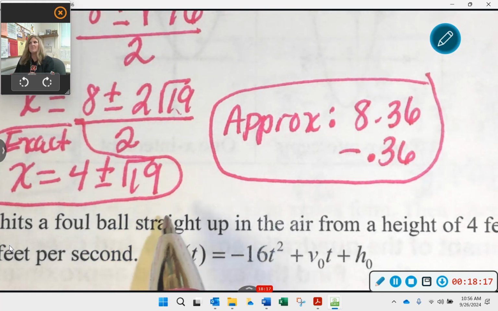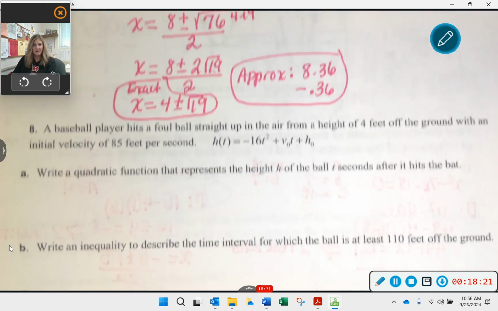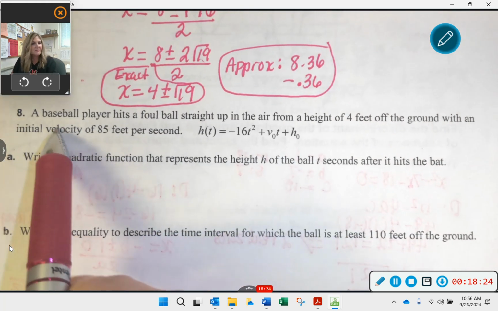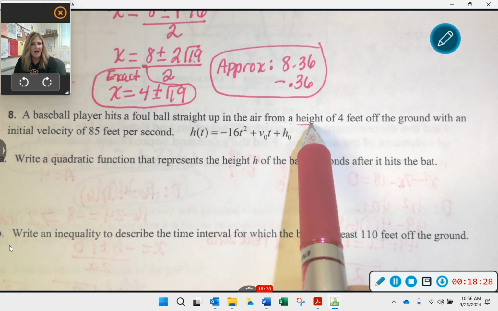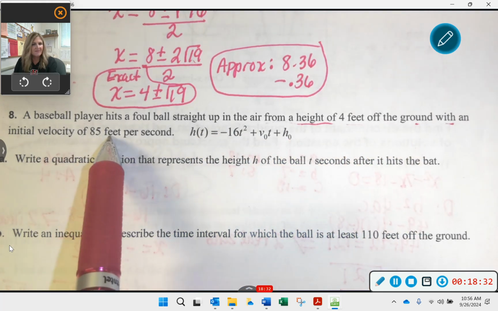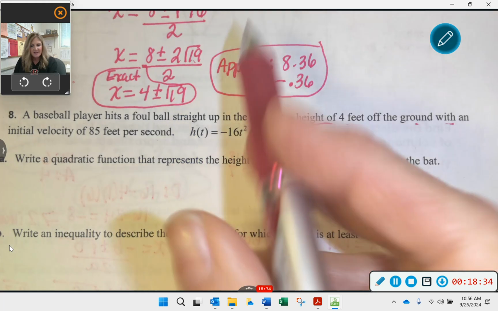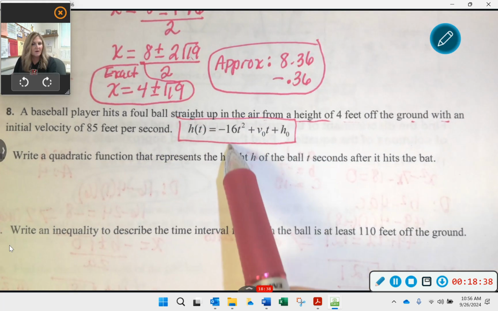Questions on that? All right, let's go to this last problem. A baseball player hits a foul ball straight up in the air from a height of 4 feet off the ground with an initial velocity of 85 feet per second. Here's the formula we're going to use, and we've seen this formula before.